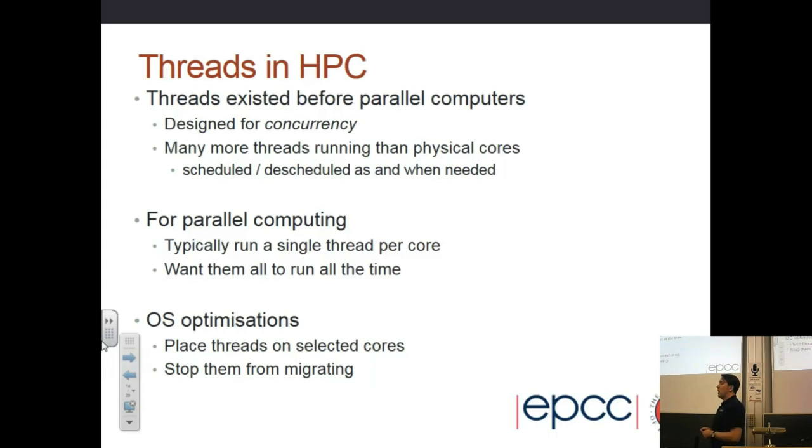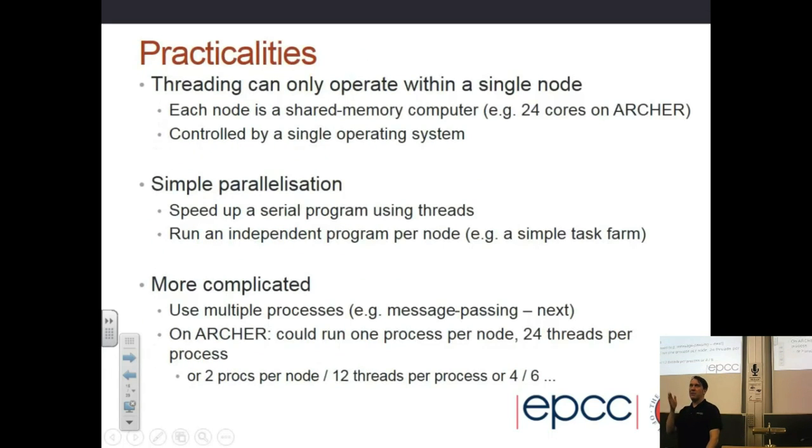For parallel computing, we actually typically only run a single thread per core because we want them all to run at the same time. That might be counterintuitive, but in parallel programming, if we have a 4-core node or a 24-core node and we were doing threaded programming, we would make sure we only spawn 24 threads. There's no reason you can't spawn more. It's just probably going to be inefficient. And because the model in parallel computing is that you match the number of threads to the number of cores, these OS optimizations come into play, but there's no need to migrate them. If you know that there are the same number of threads as there are cores, just stick the threads on the cores and leave them there.